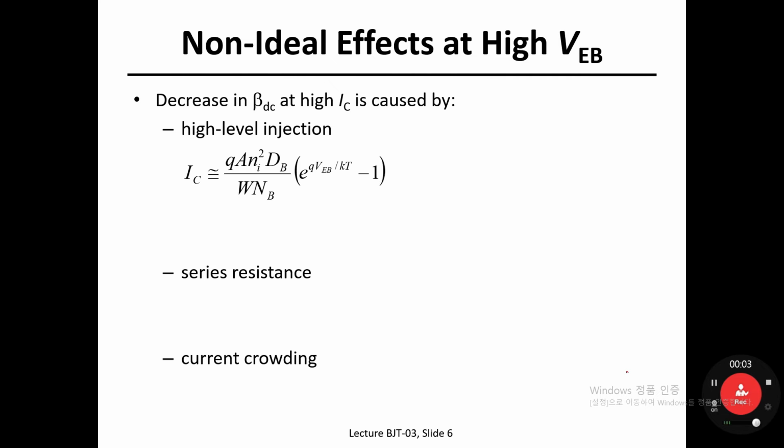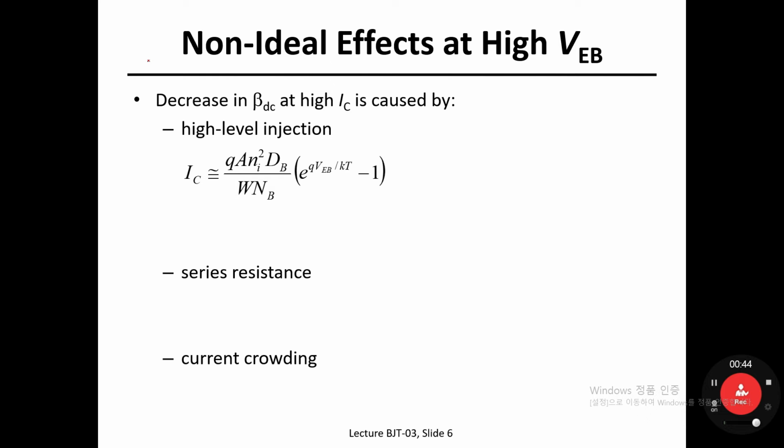Okay, so in this movie clip, let's begin with the non-ideal effects at high V sub EB. In the previous movie clip, we went over the non-ideal effects at very low V sub EB. But in this lecture note, we're going to study what kind of non-ideal effects are expected at very high V sub EB. So again, please refresh your memory with the non-ideal effects that happen at very high forward bias for a single PN diode.